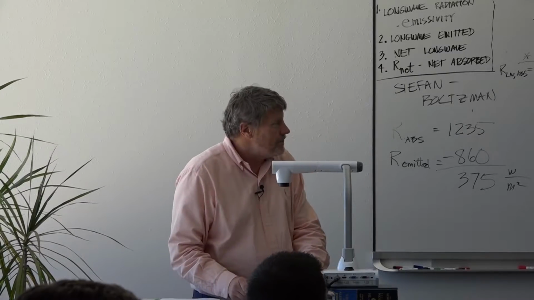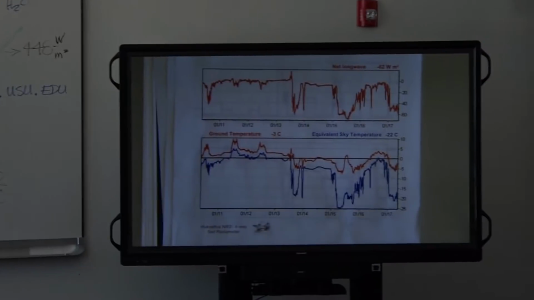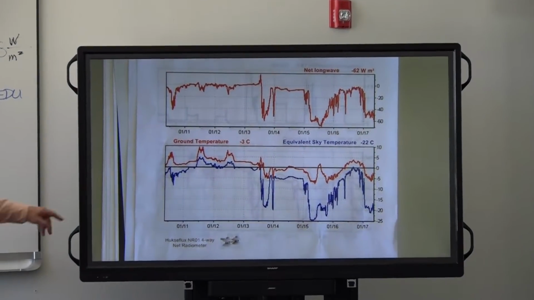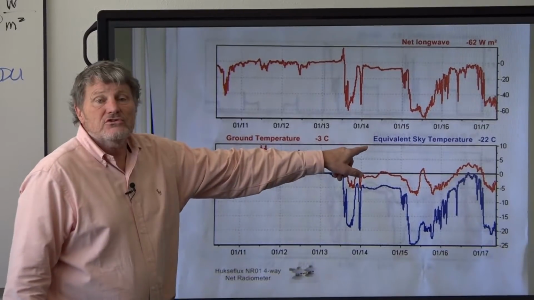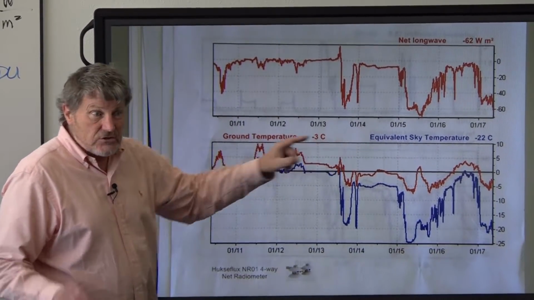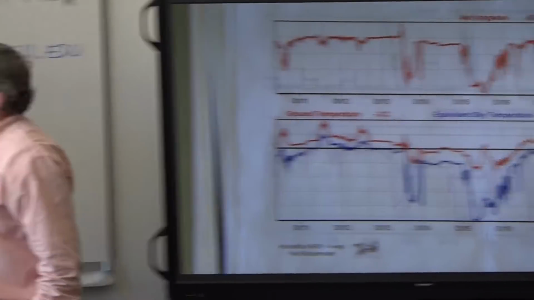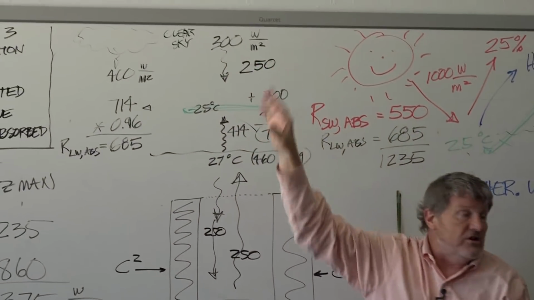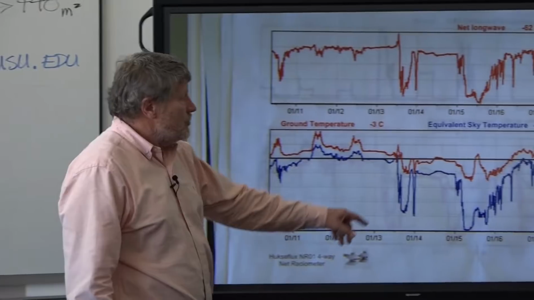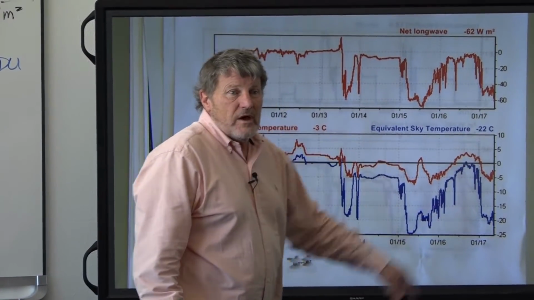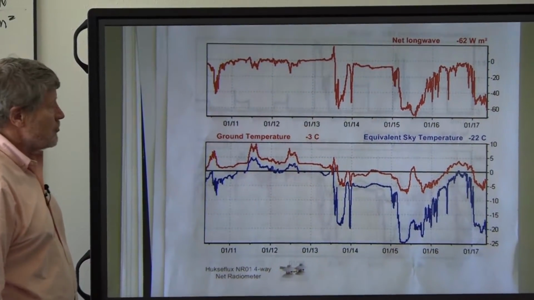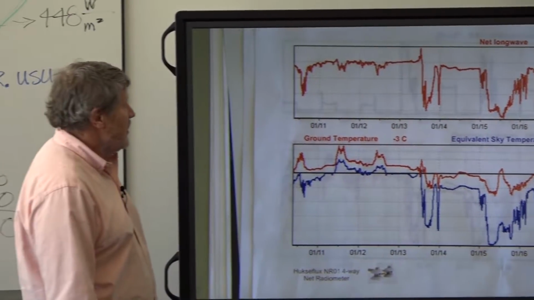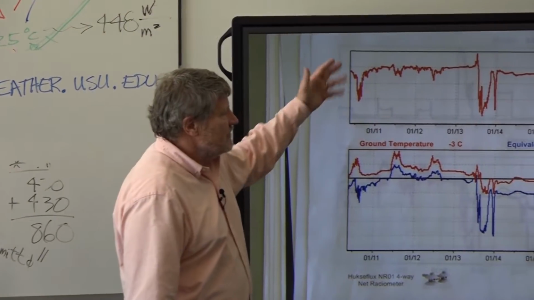This is the same time period. It's a different graph, but ground temperature, equivalent sky temperature. That's what we call it. This sky temperature up here is the equivalent of minus 22 C. It's the combination of effective emissivity and sky temperature, and we call that equivalent sky temperature. And then net is just the difference.